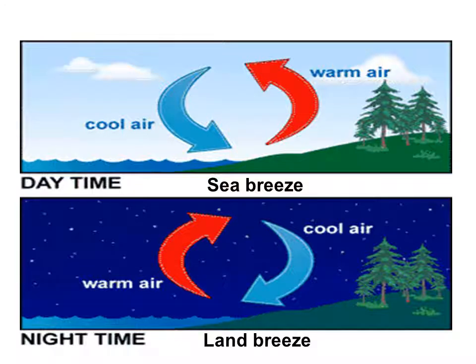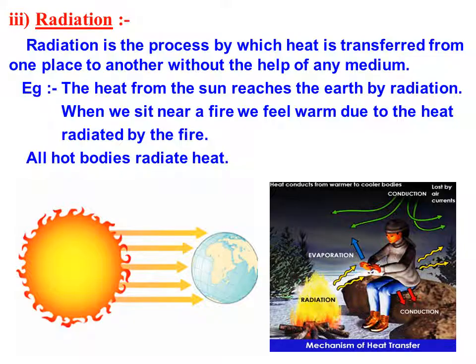Here is a picture that shows the sea breeze and land breeze. The warm air from the land passes to the sea, and the cool air from the sea passes to the land. This is the sea breeze. But during the night time, the opposite process takes place, in which the breeze moves from warm to cool air, and it moves towards the land. That's why it is known as land breeze.